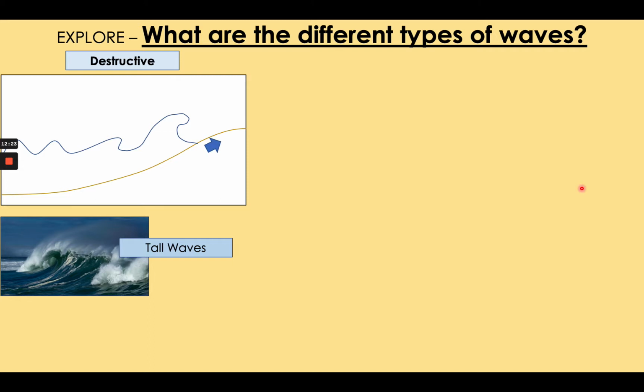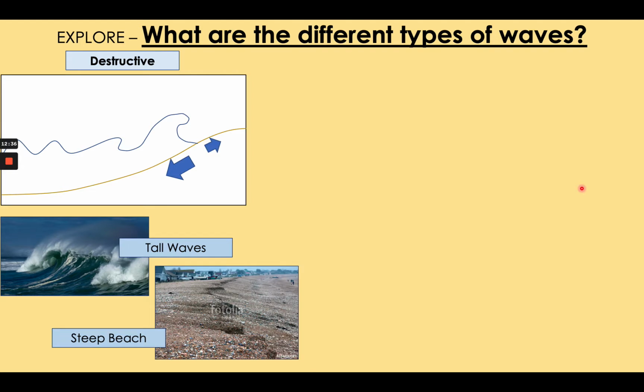By contrast, because of the steepness of the beach and because of the amount of water that's just dropped due to the breaking wave, the backwash back down the beach is very strong. And that leads to steep beaches like this, where all the sediment is pulled back out into the sea because of the strong backwash. Swash up the beach, backwash down the beach.